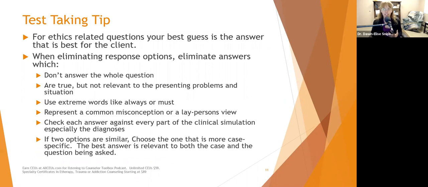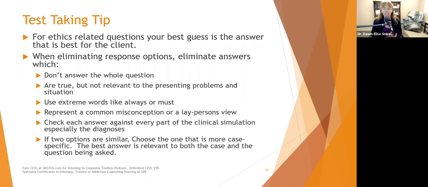When eliminating response options, you can generally eliminate answers which don't answer the whole question. Make sure you read the whole question, and then when you read the answer, go back and basically correlate each part of the answer with each part of the question to make sure that you're getting a complete answer to the complete question. You can generally eliminate answers that are true but not relevant to the presenting problems and situation. For example, if the person is the survivor of domestic violence, that may not have anything to do with the current presenting issue of postpartum depression. If the answers use extreme words like always or must, that's a good indication that that's probably not going to be the correct answer, because in counseling, things rarely always happen and things rarely must happen all the time.